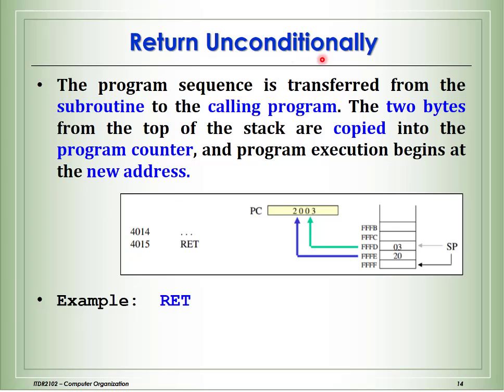Now return unconditionally. When we use the return instruction in our program, the program sequence transfers from the subroutine to the calling program, and the 2 bytes from the stack are copied into the program counter, and the program execution begins at the new address. We have example 7 where you will see how we use this return instruction in the program.